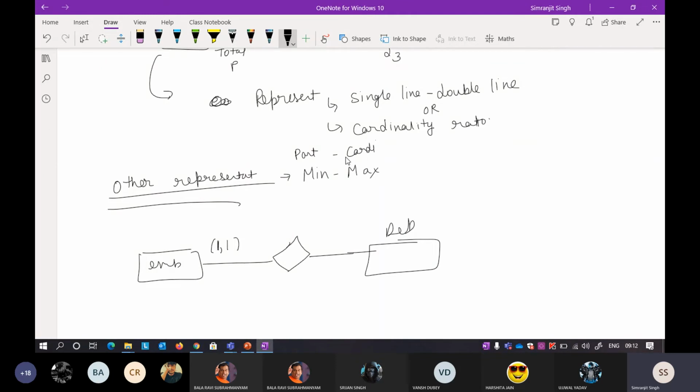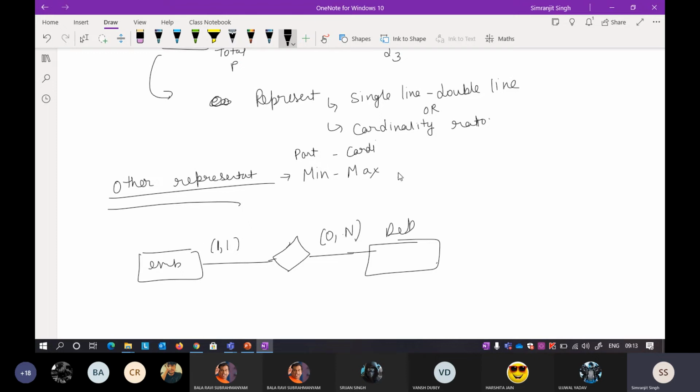We already know cardinality is the maximum number of relationships in which an entity is participating, and participation is the minimum number of relationships in which an entity is participating. So you can say 1,1 here. What is the minimum number of relationships in which a department is participating? That is 0, because department D3 is not participating in a relationship, but the maximum is more than 1, so you can write n here. There is no need to write a single line or double line here, because it is already represented by this min max representation. So keep that in mind.